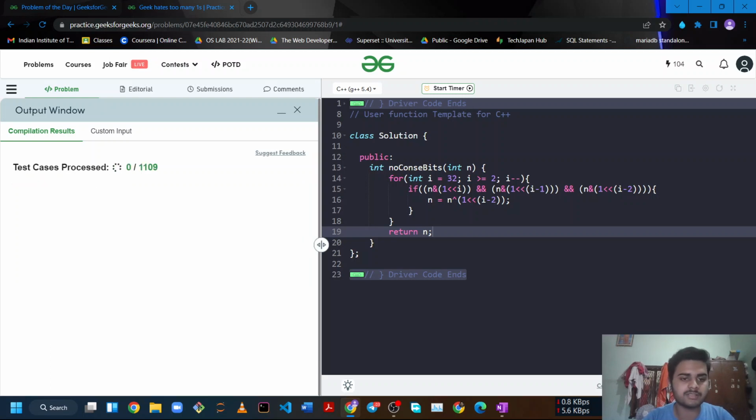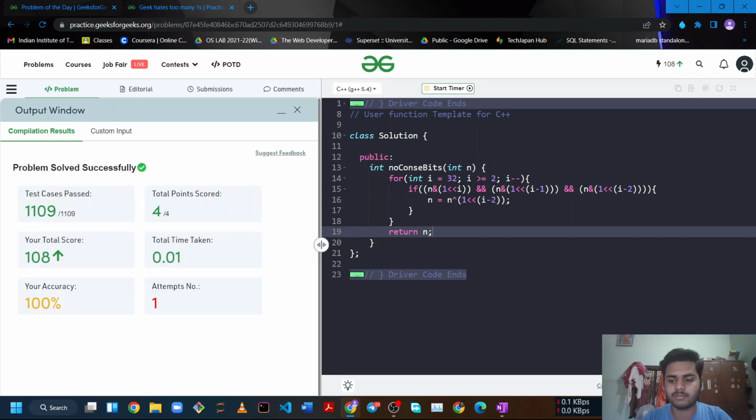So it runs on the sample test case. Let's see. Okay, so nice.